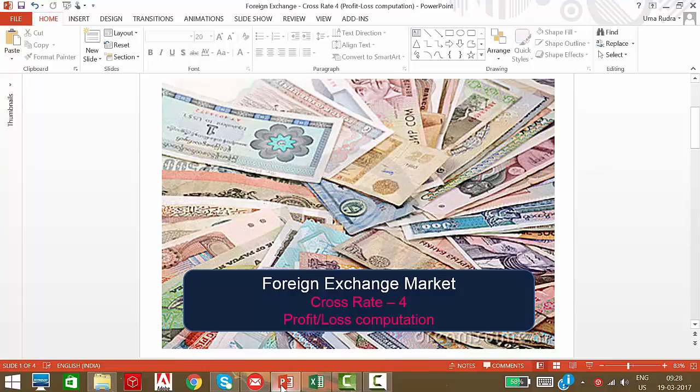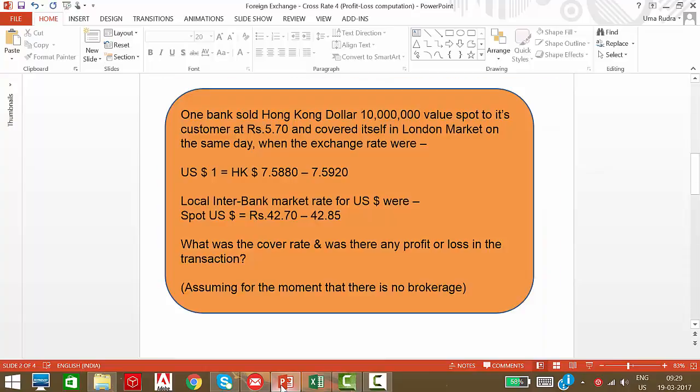Hello everybody. So in this video lesson we will see how from a cross currency transaction we can gain, it can lead to any profit or loss from that type of transaction. Let us see one illustration.